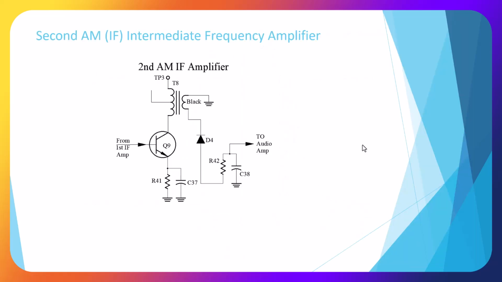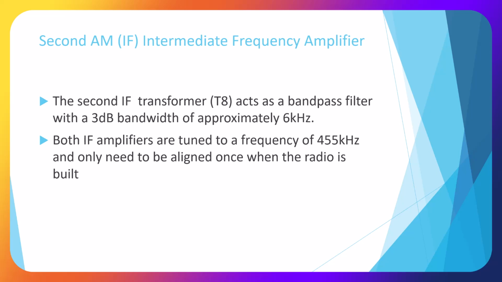Here's an actual circuit from our Elenco AM radio, and we're showing a transistor and our black transformer. The second intermediate frequency amplifier, the second IF transformer T8, acts as a bandpass filter with a 3 dB bandwidth of approximately 6 kilohertz. Both IF amplifiers are tuned to a frequency of 455 kilohertz and only need to be aligned once when the radio is built. This is done by adjusting the screw at the top of the transformer.